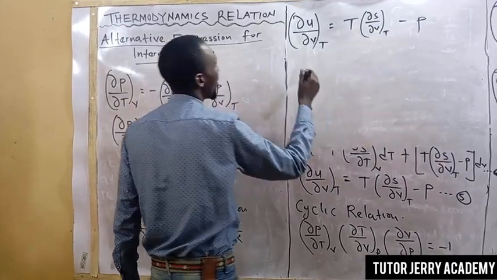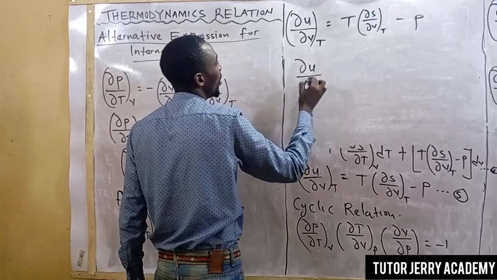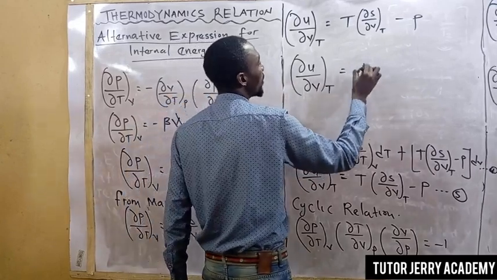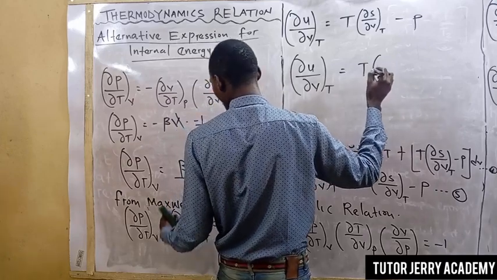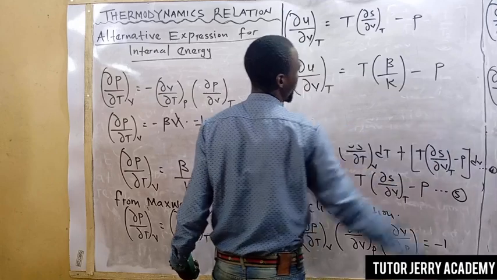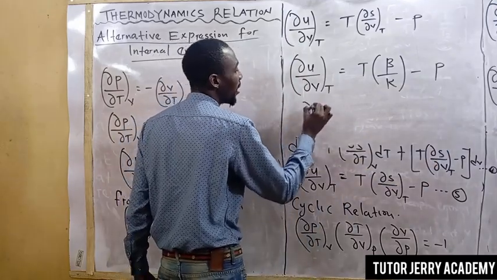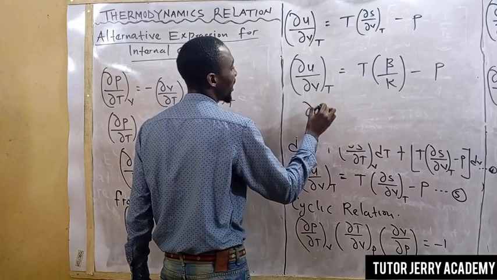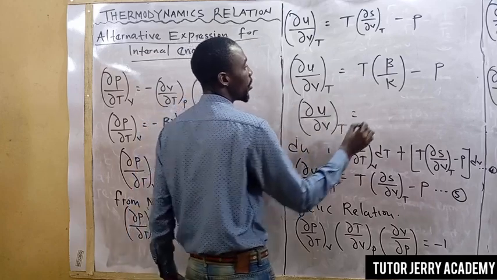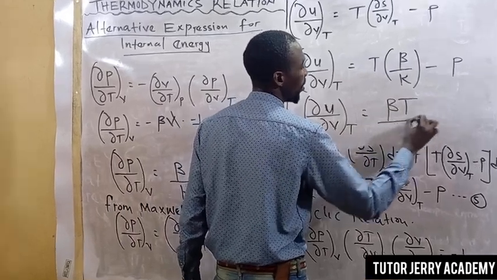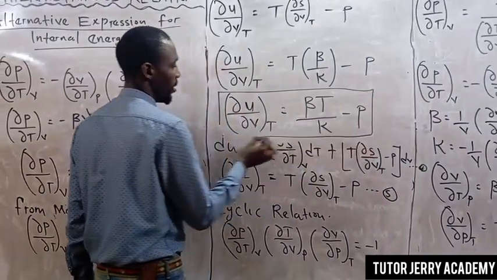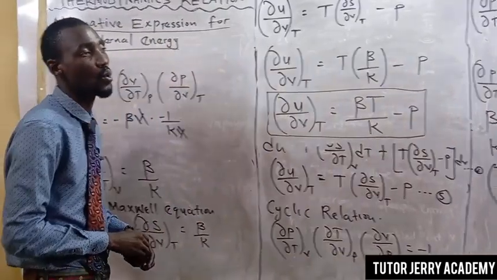Beta over k. So we can replace what is here with beta over k. Therefore, the partial derivative of u all over the partial derivative of v, keeping t constant, will be equals to t into beta over k minus p. So generally, we can finally have an alternative expression for internal energy: the partial derivative of u with respect to v, keeping t constant, will be equals to beta t all over k minus p. So if you are asked to prove this, this is how you are going to go about this.